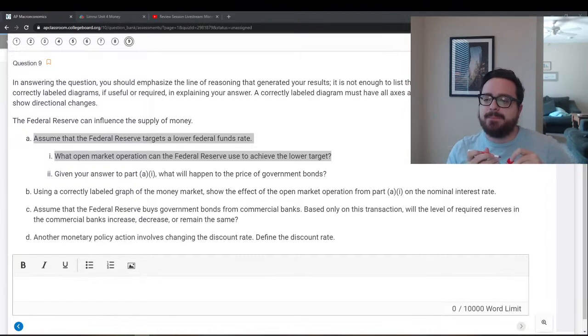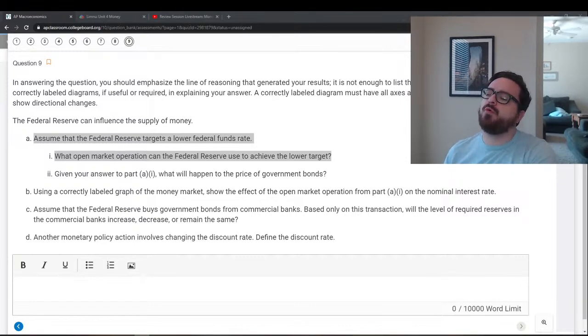Okay, C. Assume that the Federal Reserve buys government bonds from commercial banks. Cool, that's what I said in A. Let's say they're actually doing it. Based only on this transaction, will the level of required reserves in the commercial banks increase, decrease, or remain the same? Okay, so let's pause and think about it, because you should pause on this one. The Fed is buying bonds from commercial banks. It's expansionary. Banks will have more money. So the level of required reserves should increase, decrease, or stay the same. Your probable first instinct is to say increase. That is a trick.